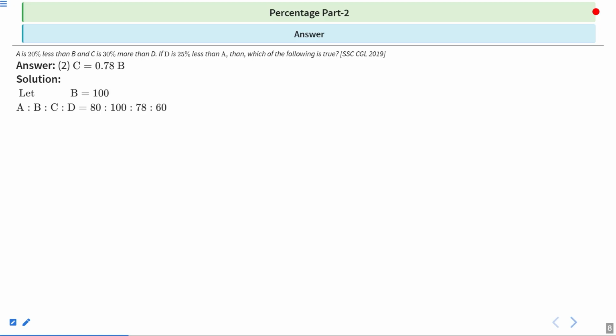Now it is also given that C is 30% more than D. So if D is 60, C will become 130% of 60, which is equal to 78. So we got A ratio B ratio C ratio D equal to 80 ratio 100 ratio 78 ratio 60. So we can say that C is equal to 0.78B. So second is the correct answer. Next one.